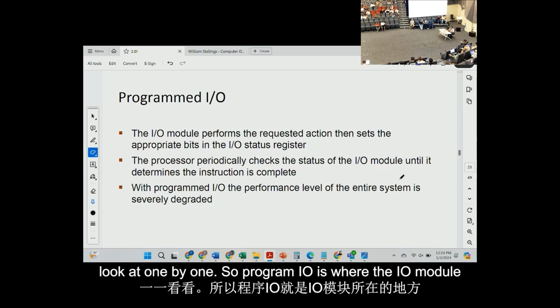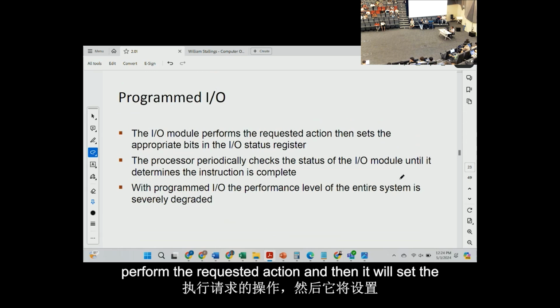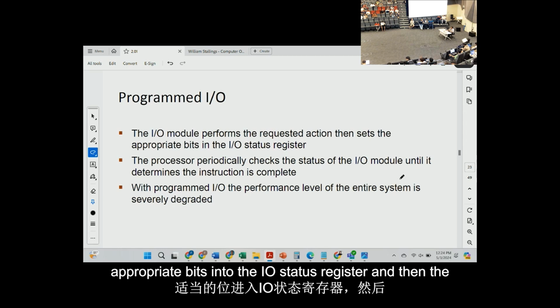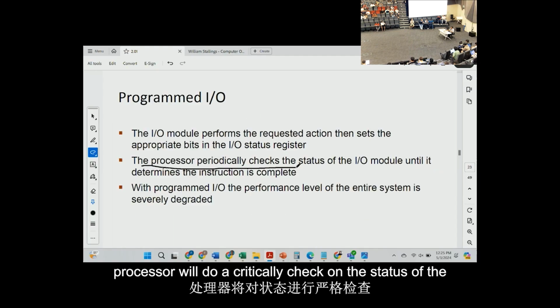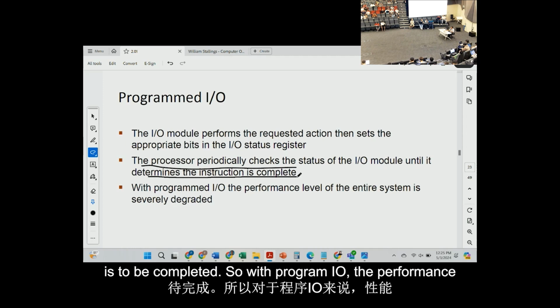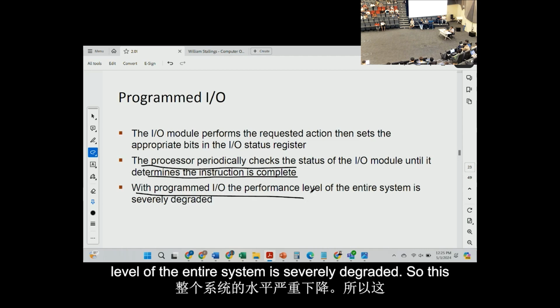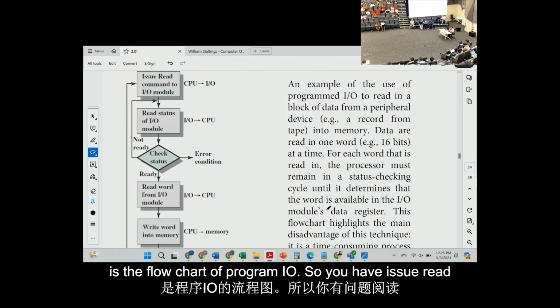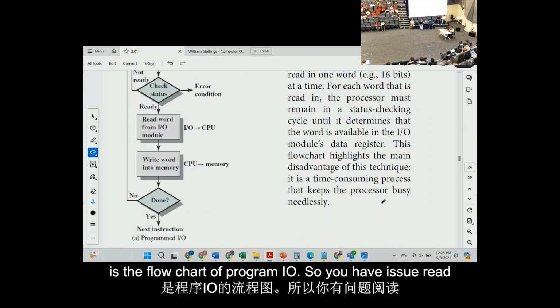And let's look at them one by one. So program I/O is where the I/O module performs the requested action, and then it will set the appropriate bits in the I/O status register, and then the processor will periodically check the status of the I/O module until it can determine that the instruction is completed. Okay, so with program I/O, the performance level of the entire system is severely degraded. So this is the flow chart of a program I/O.